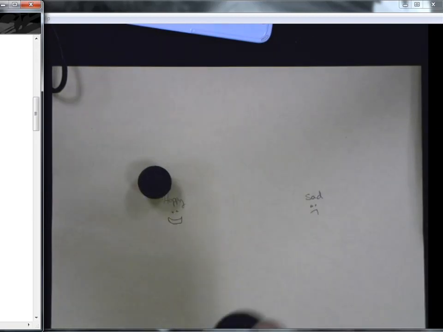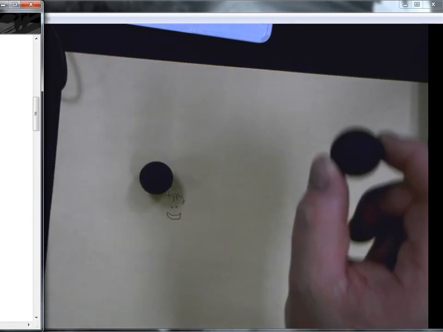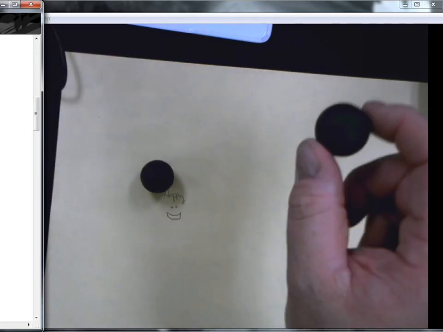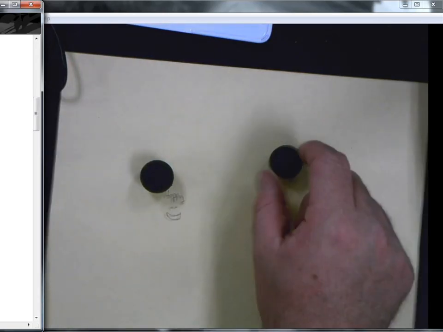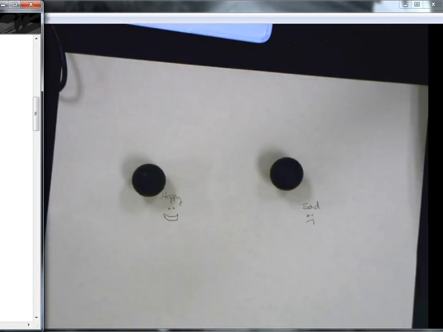Okay, it's angry with you, and so when the collisions it makes, and that's it, and that's sad ball.